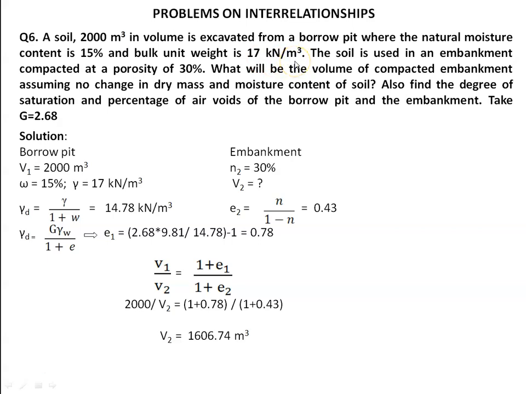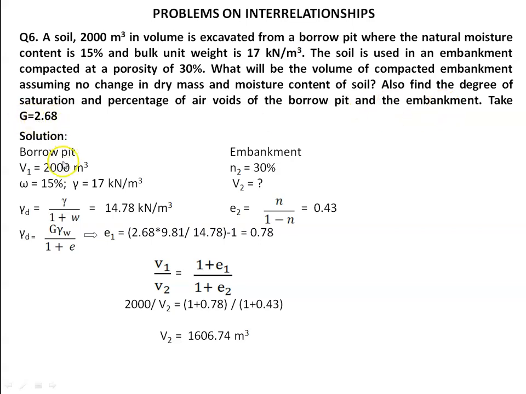The soil is used in an embankment compacted at a porosity of 30%. What will be the volume of compacted embankment assuming no change in dry mass and moisture content of soil? Also find the degree of saturation and percentage of air voids of the borrow pit and the embankment. Take the specific gravity equal to 2.68.